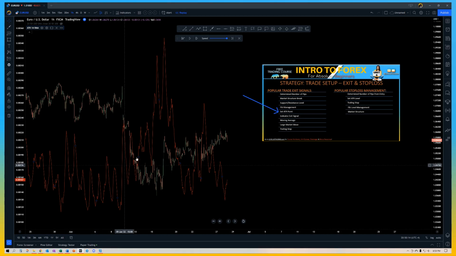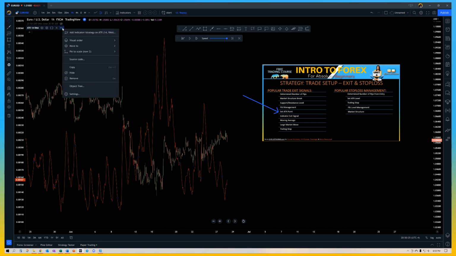Immediately it's going to throw it up here with the candlesticks. Now I don't care anything about this actual line graph of the ATR. What I want is the actual number. I want the number of pips.